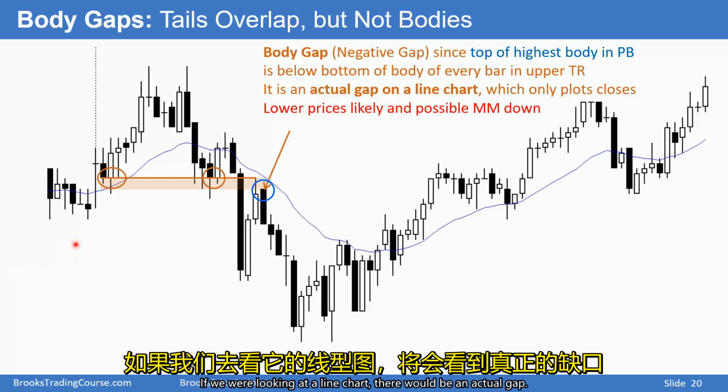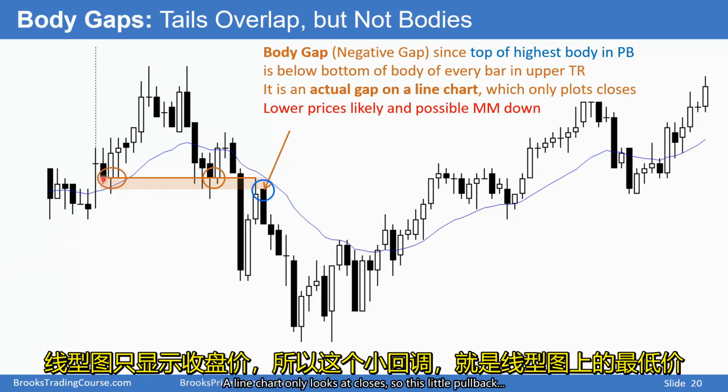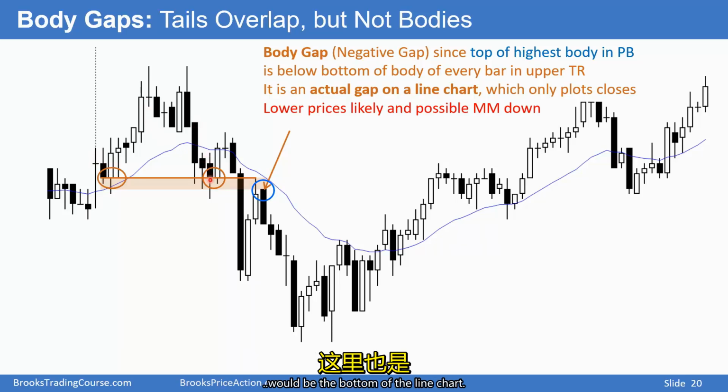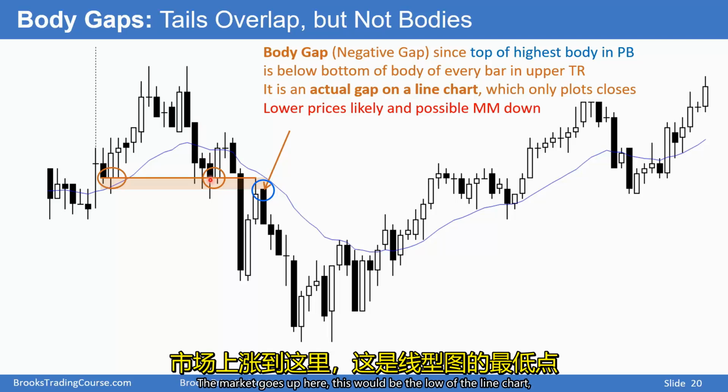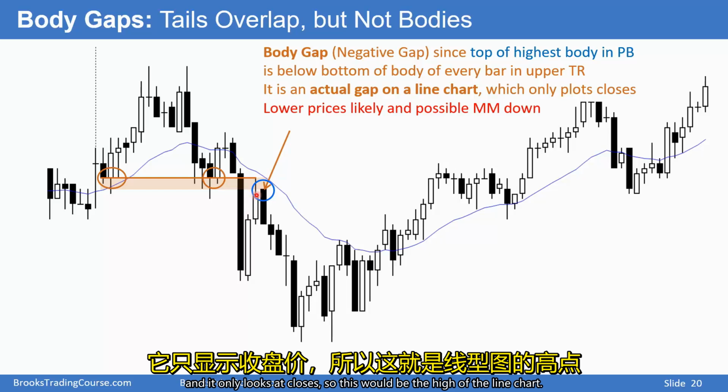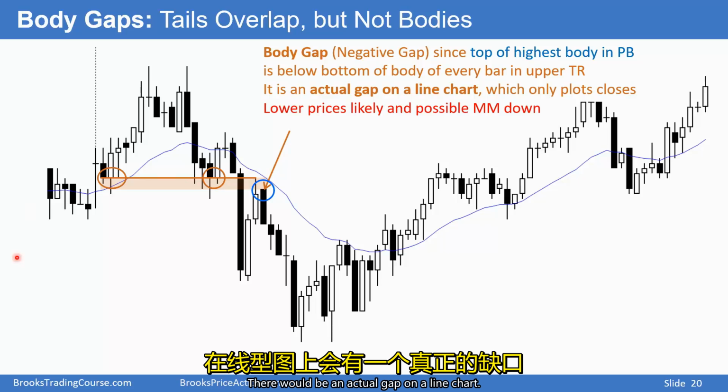If we were looking at a line chart, there would be an actual gap. A line chart only looks at closes. So this little pullback, this would be the bottom of the line chart. Same with here, it only looks at closes. The market goes up here, this would be the low of the line chart. And it only looks at closes, this would be the high of the line chart, and there would be an actual gap on a line chart.